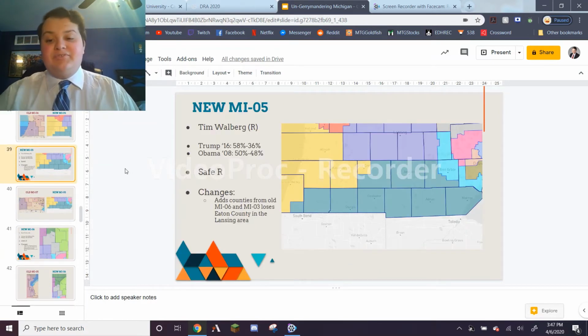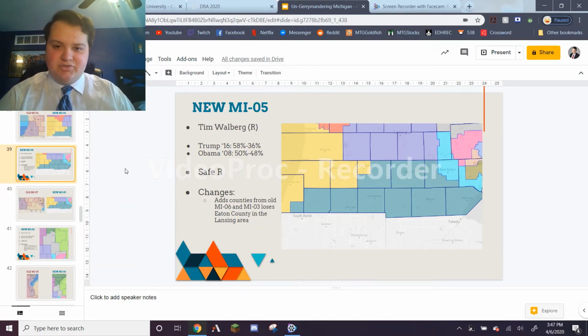The new 5th district is a lot like the current 7th. It would be represented by Tim Walberg, who is a Republican. This is a district that Donald Trump won 58% to 36%, so by a wide margin. We'd consider this a safe Republican district, even though President Obama won it by a couple points back in 2008.